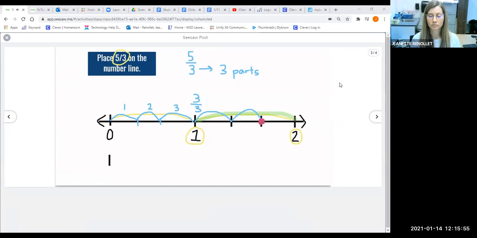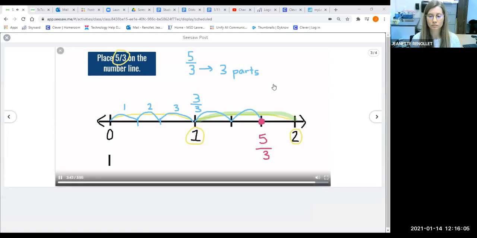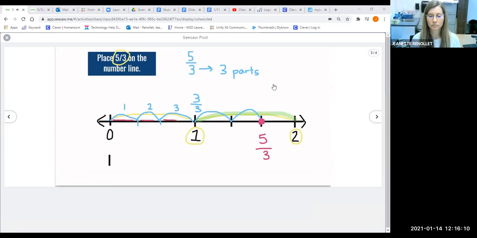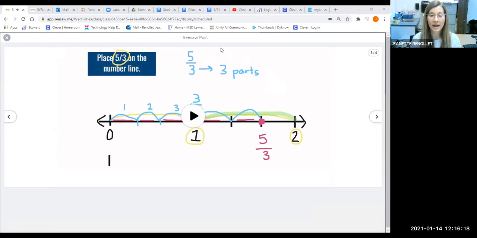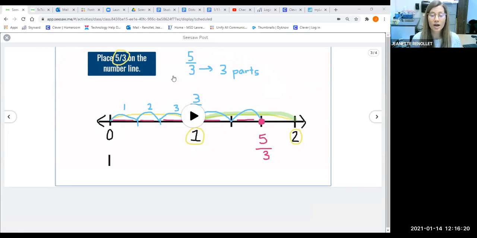I can place a point and label 5/3, which is the same thing as 5 1/3. Remember to count the spaces between the tick marks, not the lines that you have partitioned with. Okay, we have just seen an example of how we can plot a fraction on a number line even when our number is greater than 1 whole.